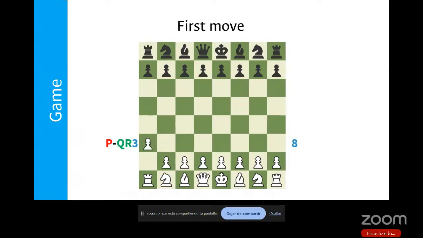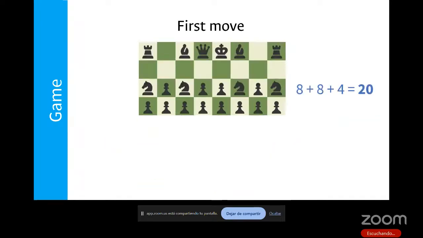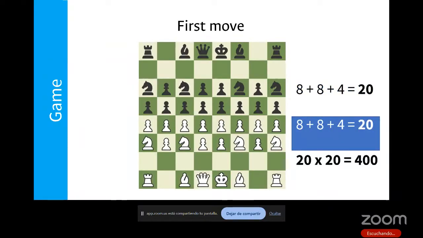And now we are going to count the first move. We are going to work just with the first move. We have 8 for the pawns moving just 1 square, another 8 moving 2 squares, and 4 for the knights. So we have 20 possible moves for the whites, and exactly the same for the black. As they are independent, we have 400 possibilities when we put all together.